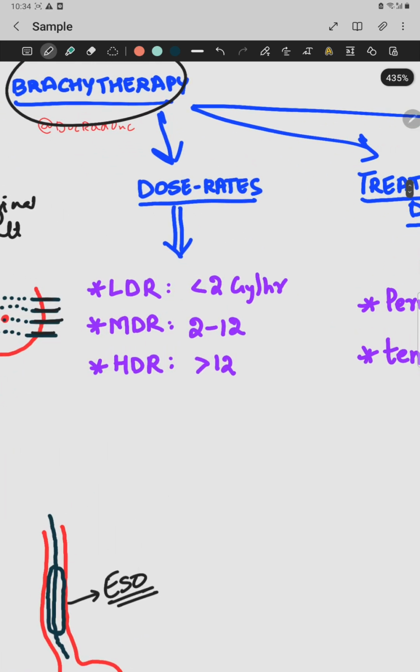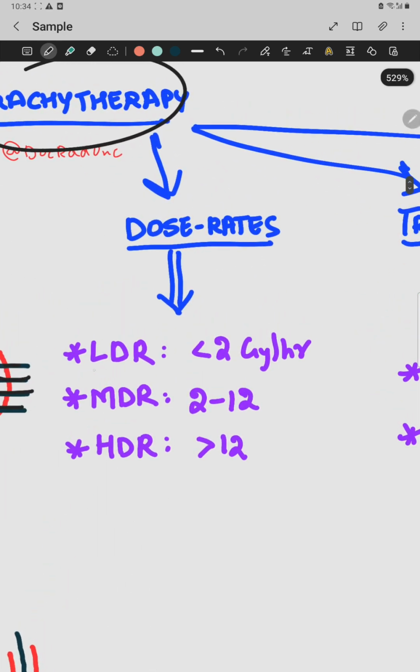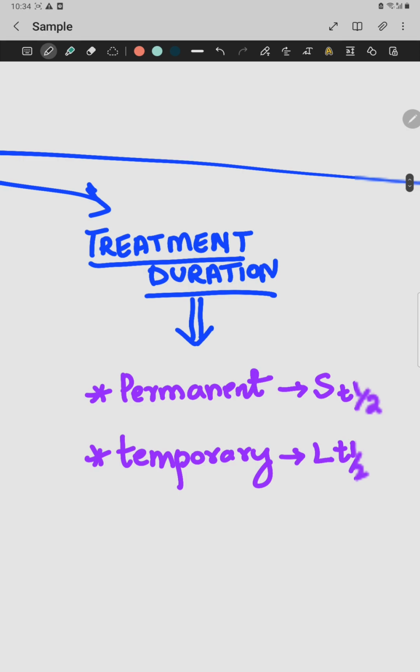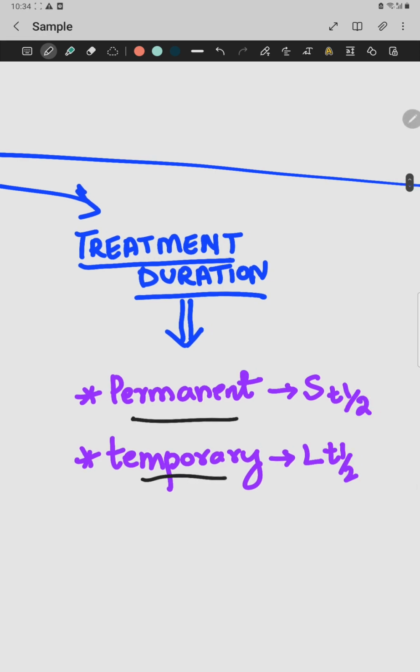Now coming to dose rates. Based on dose rates, brachytherapy is divided into low dose rate, medium dose rate, and high dose rate. Low dose rate is where less than 2 gray per hour is given to the patient. If you're using 2 to 12 gray per hour, then it is medium dose rate. High dose rate is more than 12 gray per hour. Now next, coming to treatment duration, permanent or temporary. Permanent, like they used to keep iodine.